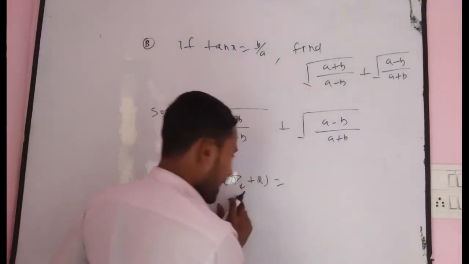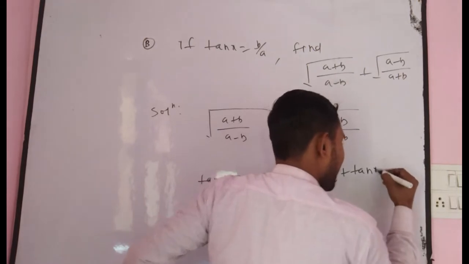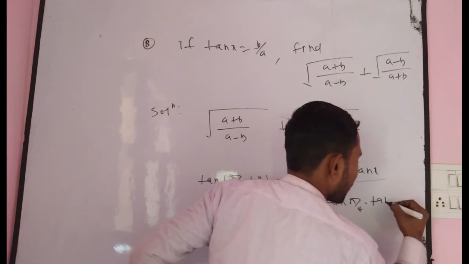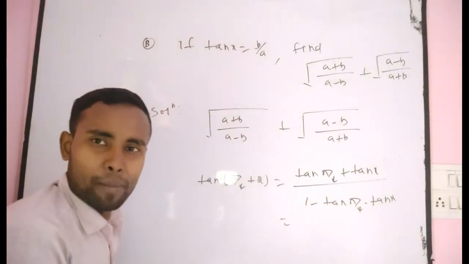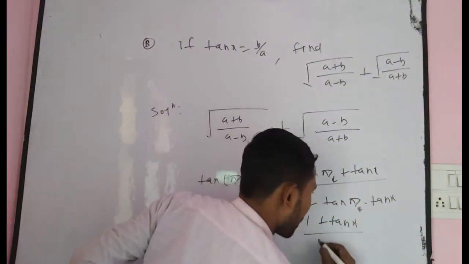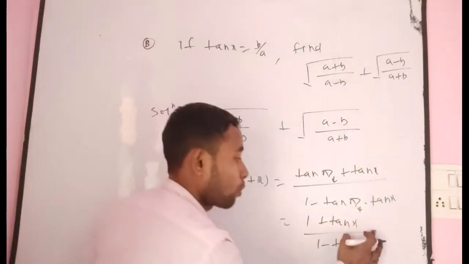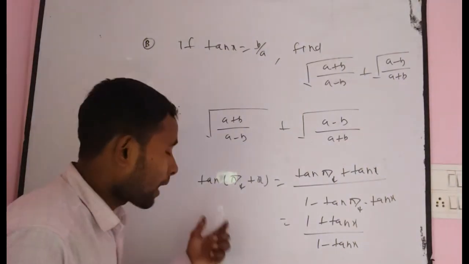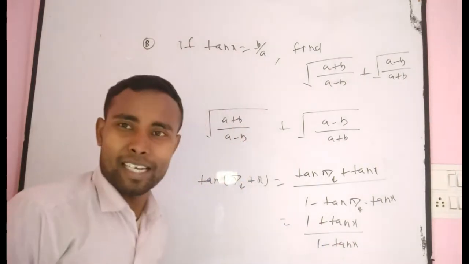Now can you write tan(a + b) = (tan a + tan b) / (1 - tan a tan b)? If a is π/4, that means 45 degrees, what is the value of tan(π/4)? It is 1. So you get tan(π/4 + x) = (1 + tan x) / (1 - tan x). A very interesting fact for you: here you get tan(π/4 + x) = (1 + tan x) / (1 - tan x).